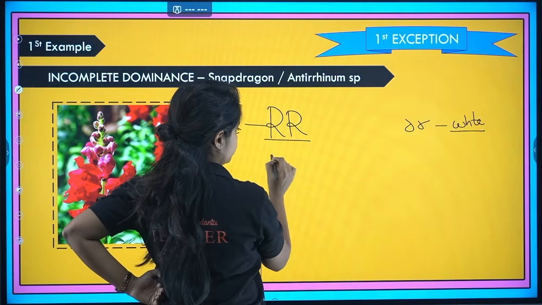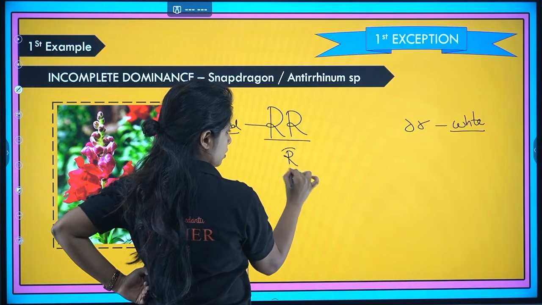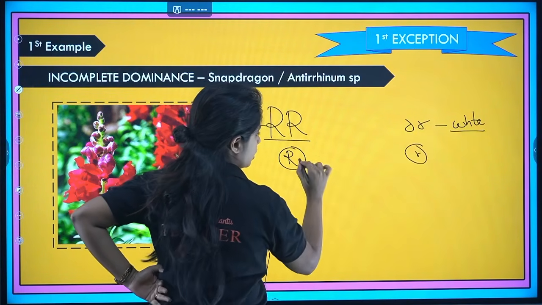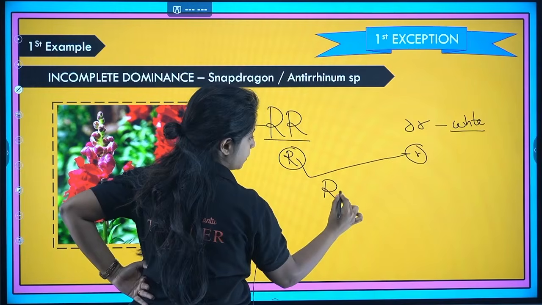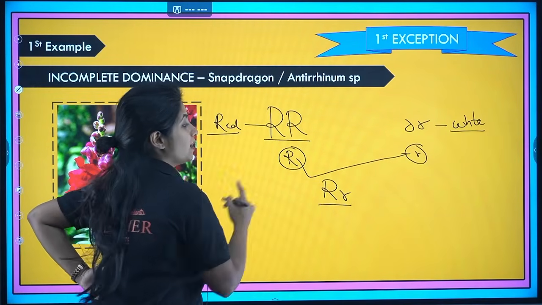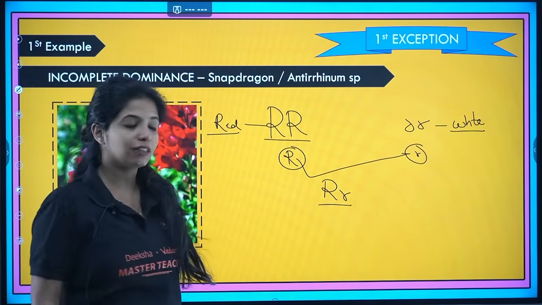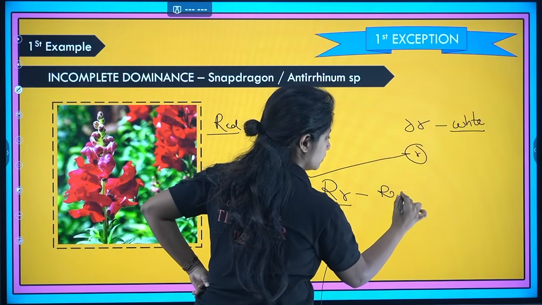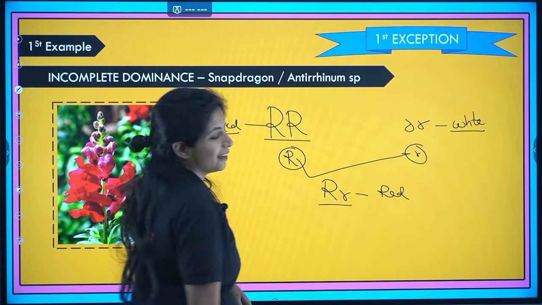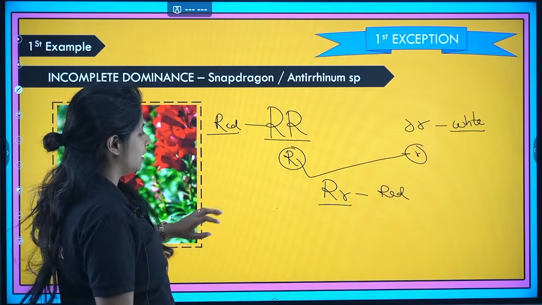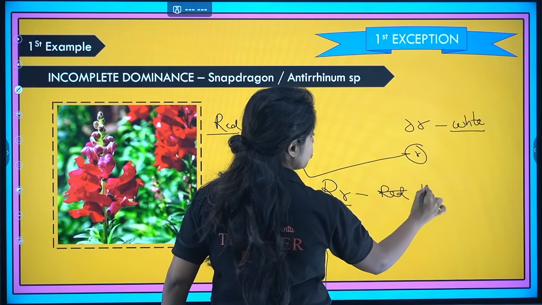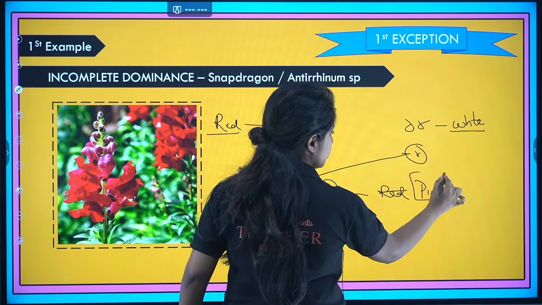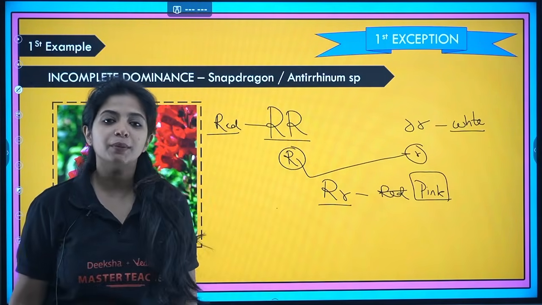Basically capital R from here and small r from here. When I cross this with this, I get capital R, small r. Capital R is a dominant character, so obviously this plant is to be red. But you know what? It is not red. Instead, my dear children, it turns out to be pink in color. And that's how it became an exception.